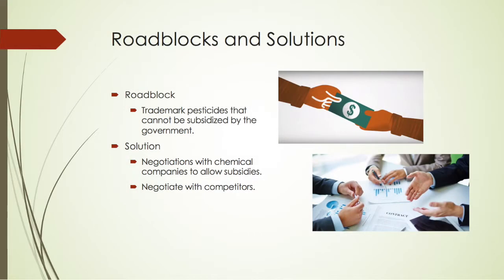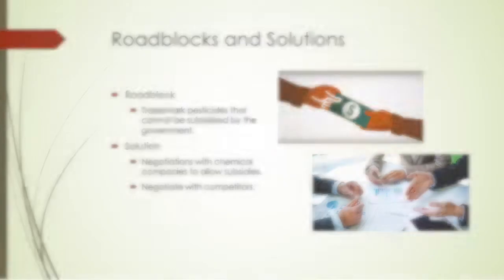With this approach, certain problems may arise, such as chemical companies creating their own trademarked pesticides that wouldn't be allowed to be subsidized by the government. A solution to this problem would be to have direct negotiations with the company to allow for a subsidized version of the product. Another solution would be to negotiate for a subsidized pesticide from a competitor to ensure no harmful pesticides are used that may lead to the plight of the honeybees.